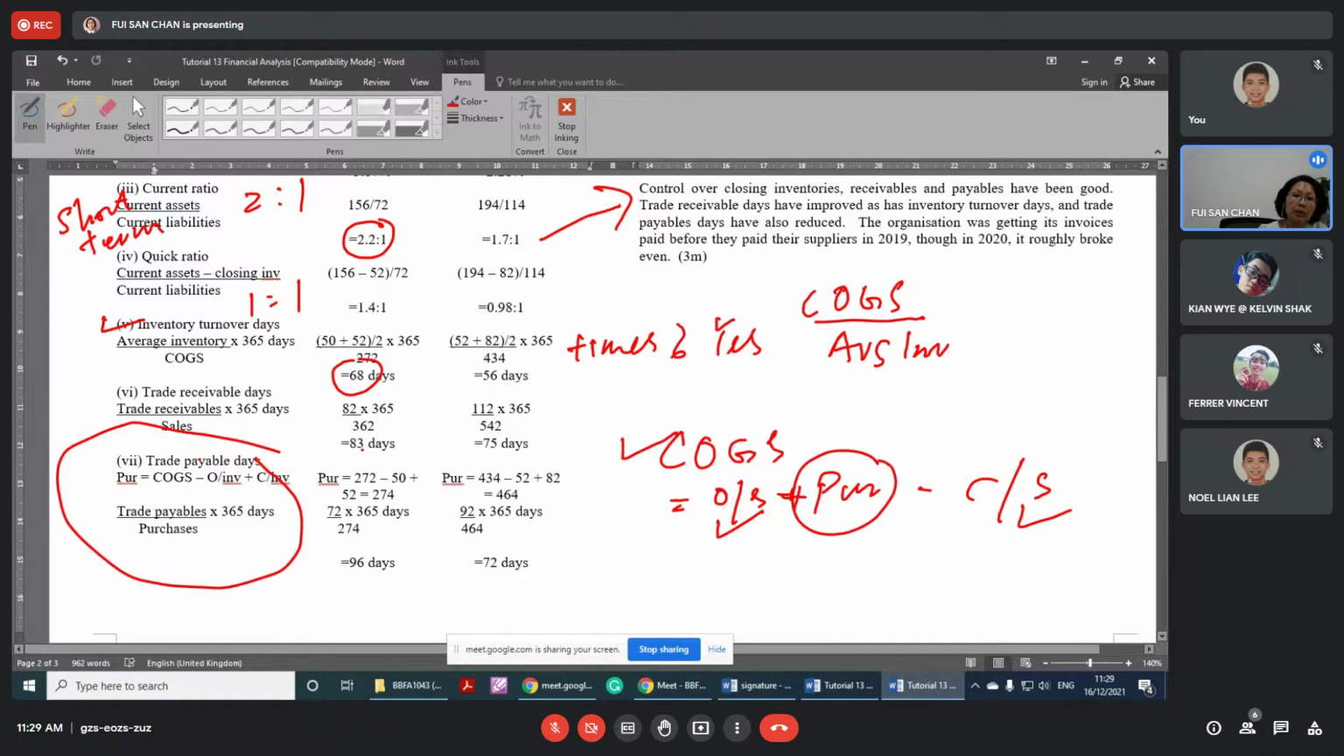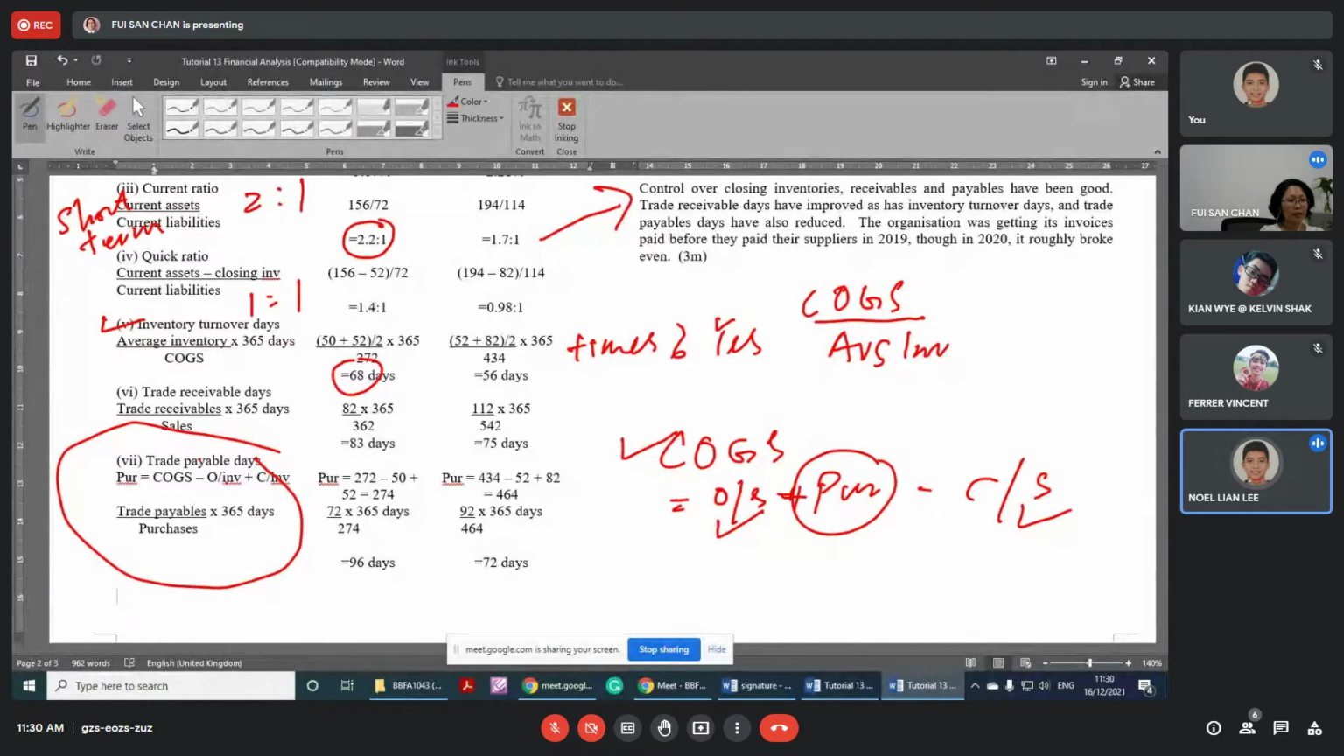So the faster the better meaning in terms of number of days, the shorter the better. You see, like this one, wow, takes almost 3 months before you're able to collect. You need to collect from your customer so that you are able to pay your supplier, isn't it? Now how about trade payable? Trade payable is we are paying, right? Is it the longer that we take to pay the trade payable, the better? What do you think?